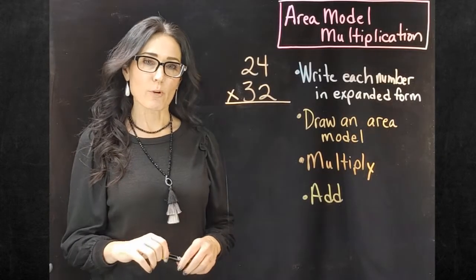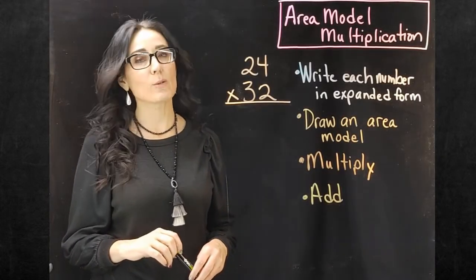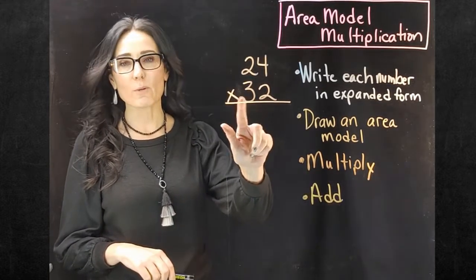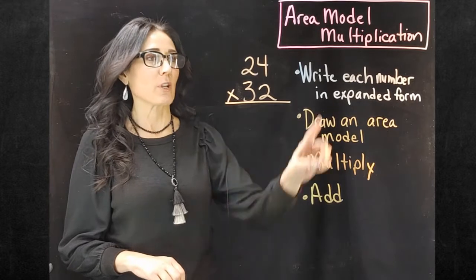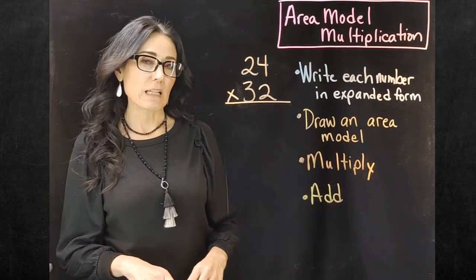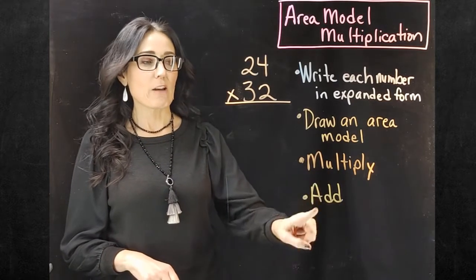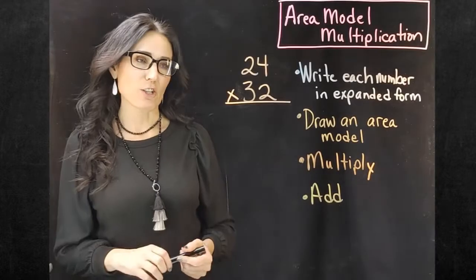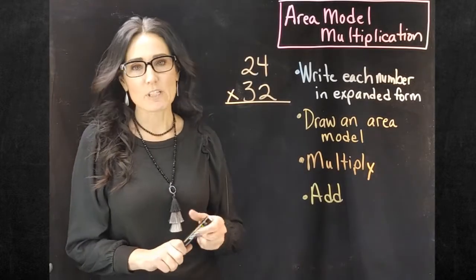So for this video, we're actually going to be taking 2-digit by 2-digit multiplication. So I want you to notice the numbers we have here, 24 times 32. We're going to be using the area model for multiplication, writing each number in expanded form, drawing an area model, multiplying, and then adding. So let's get started. So we have 24 times 32.